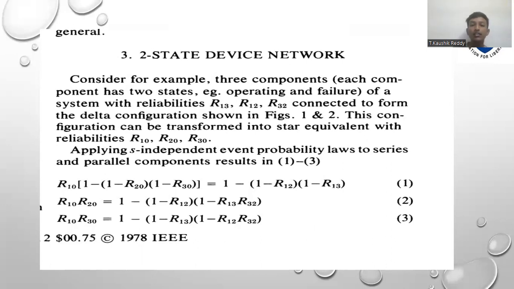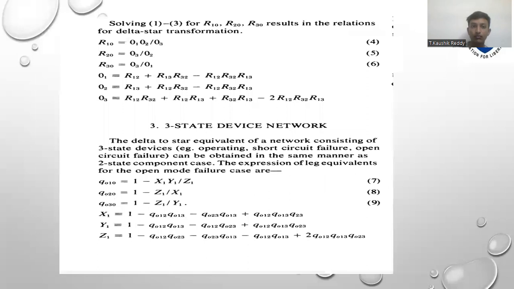Applying the independent event probability law to series and parallel components results in equations 1, 2, 3. So this is a basic two-state device network. General note: solving 1, 2, 3 for R10, R20, R30 results in the relations for delta star transformations.